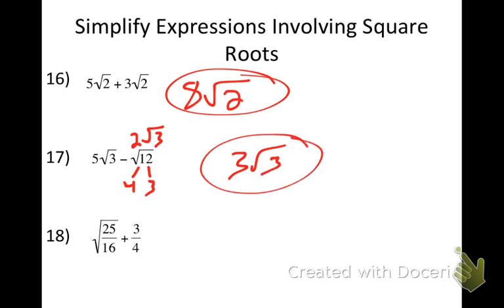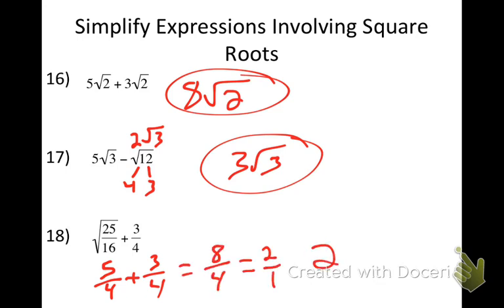Okay, 18 was the challenge one. I want to simplify it. Katie, how do you simplify square root of 25 over 16? So I have 5 over 4 plus 3 over 4, right? Well, how do we add fractions? Katie? How do you add fractions? What? You add them all? So 5 plus 3 and 4 plus 4? Don't add the bottom. Just the numerators, right? Common denominator, so I get 8 over 4, which is 2 over 1, or just 2. Good question.